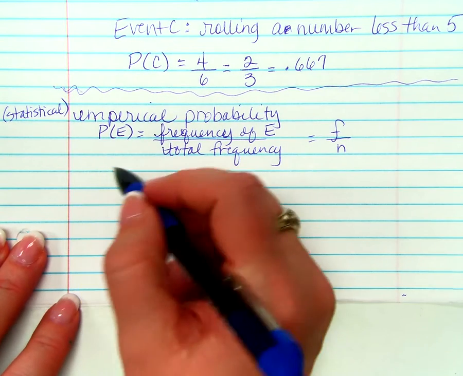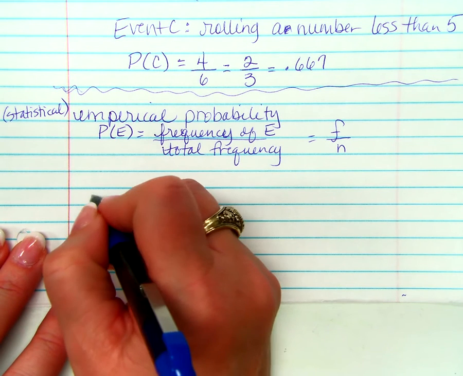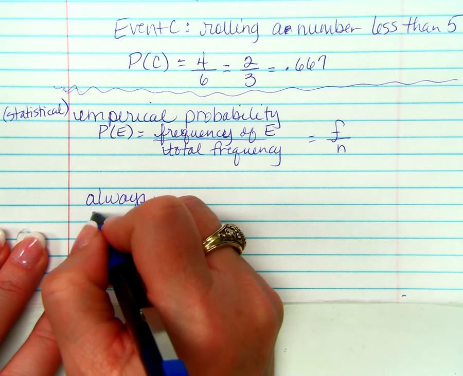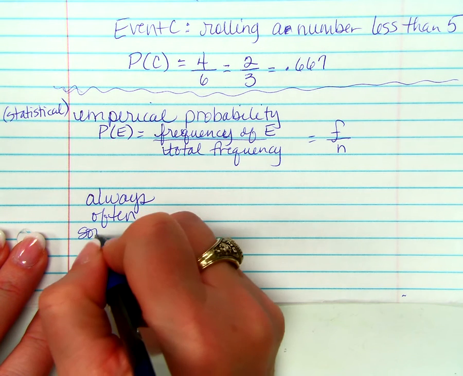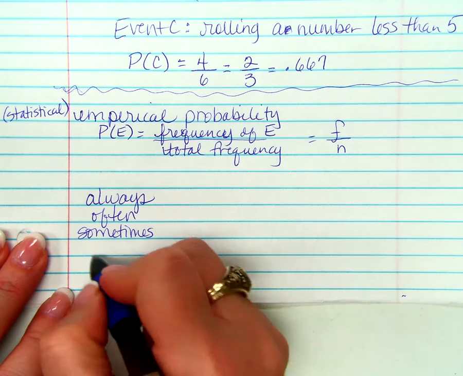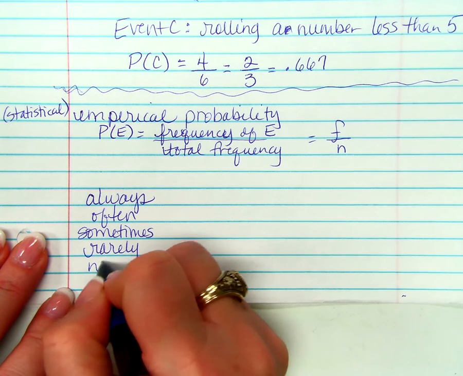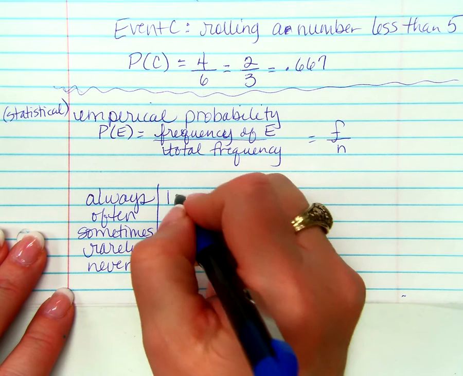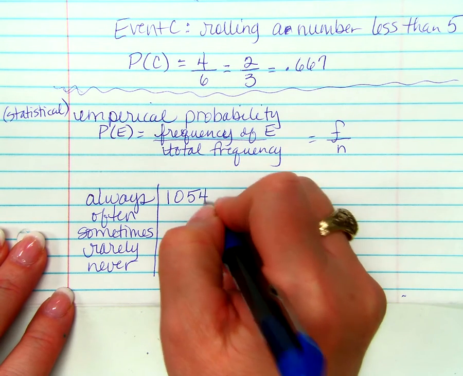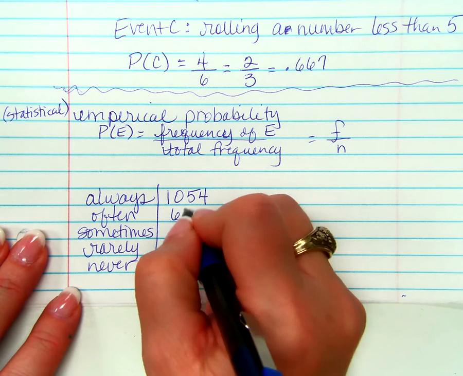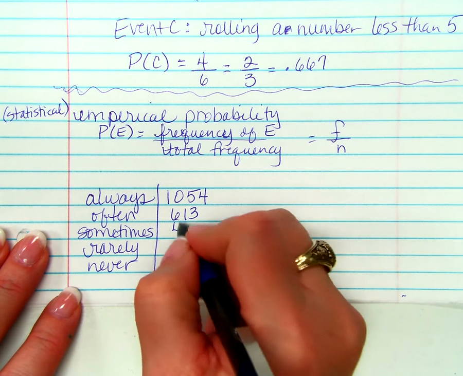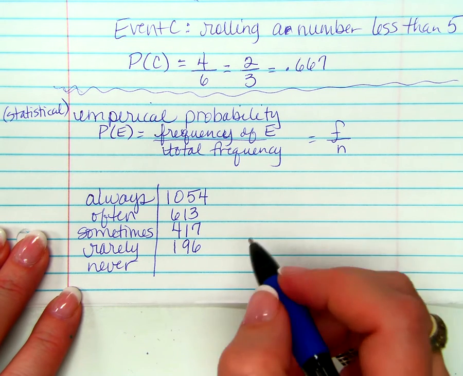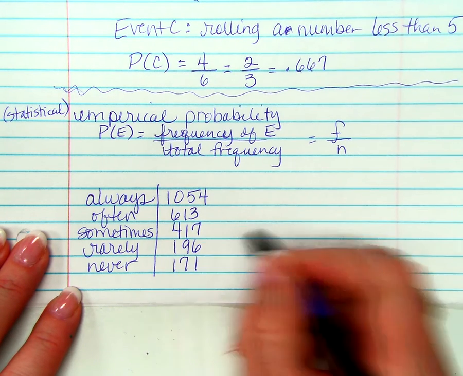So I'm going to tell you, we did a survey, and in the survey there were 5 possible responses: always, often, sometimes, rarely, or never. Those were the 5 possible responses. In this survey, 1,054 people said always, 613 said often, 417 said sometimes, 196 said rarely, and 171 said never.